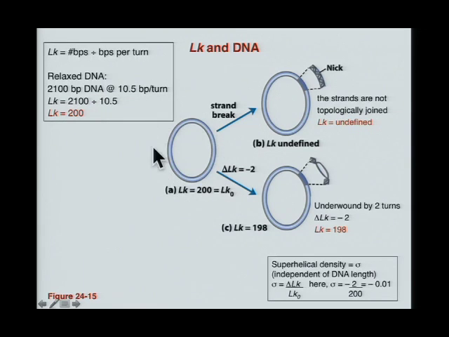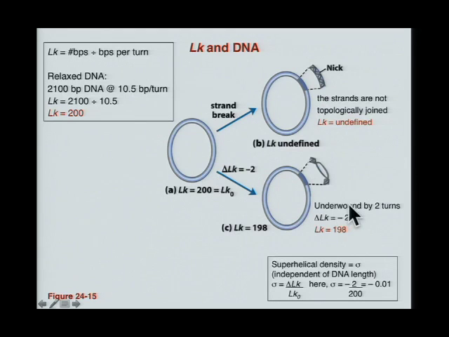So let's take that and consider two possibilities. So this is our fully relaxed 200 linking number DNA strand. And so let's think about what if we introduce a nick? Well, as it turns out, when you have a nick, the linking number in an orthodox sense becomes undefined. Because if you have a nick, you could just pull the two strands apart, no problem, right? They're not intertwined with each other.